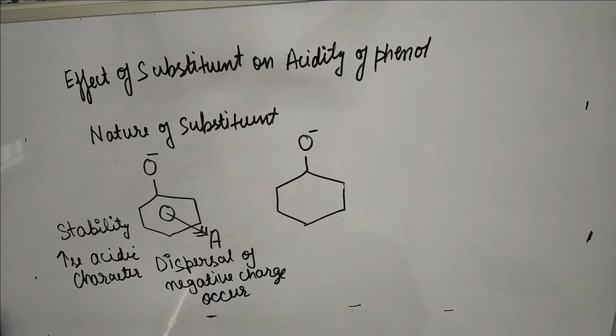So if an electron withdrawing group is substituted on phenoxide ion, it will cause the dispersal of negative charge. They will withdraw the electrons, or tend to attract the electrons toward themselves, due to which the stability of phenoxide ion will increase, and when the stability is increased, the acidic character will automatically increase. So if an electron withdrawing group is present, the acidic character will increase.